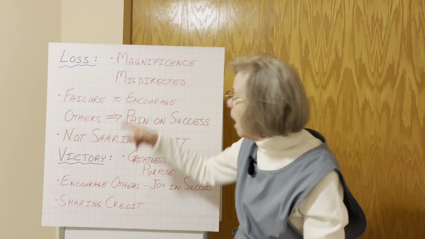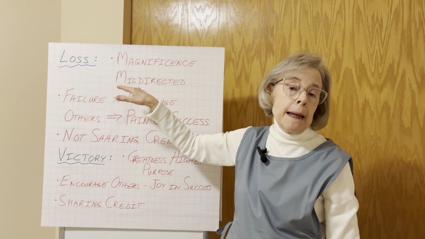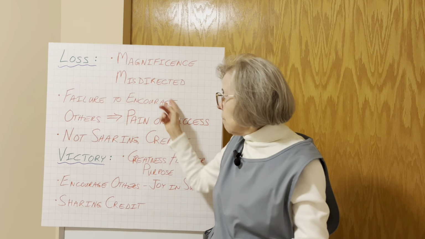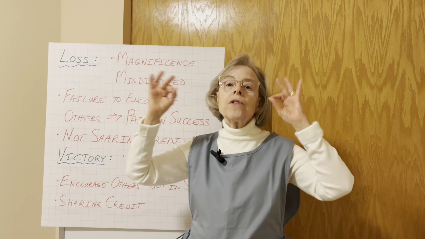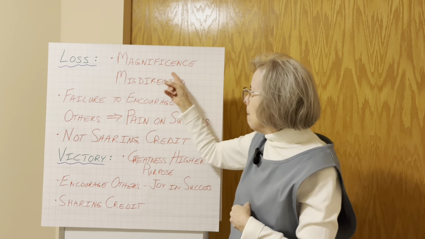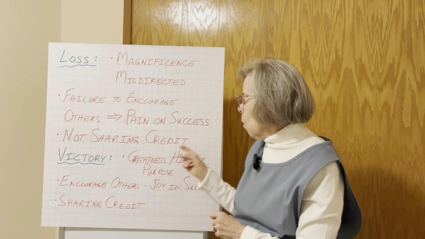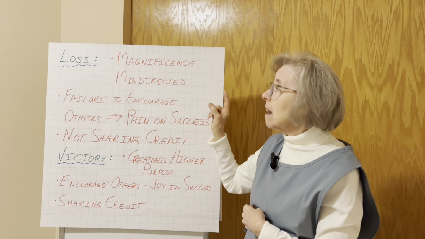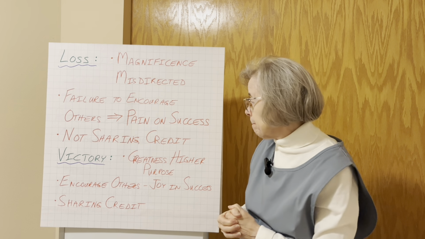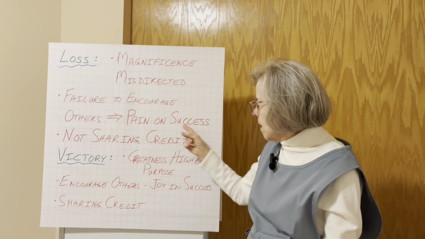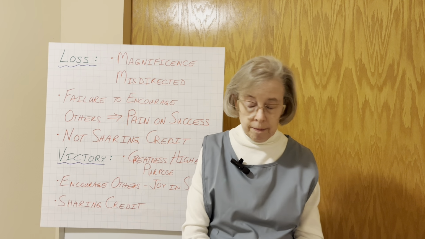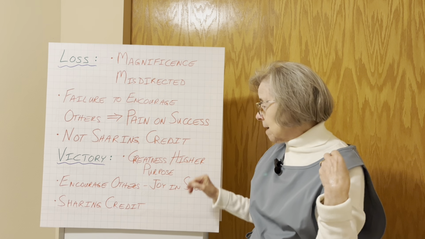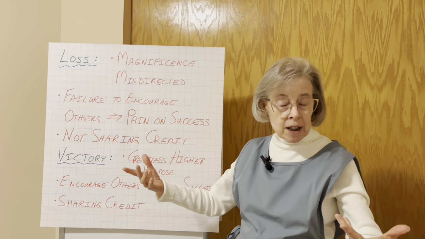The lost state of magnanimity is when magnanimity lets magnificence go off the rails and become misdirected. Another lost state is failure to encourage others. And this can reach such an extreme when magnanimity is really in trouble, where our character actually suffers pain when others around them are successful. That is a serious lost state of magnanimity. And the most obvious lost state of all, not sharing the credit where credit is due. The victory state is helping magnificence achieve its higher purpose, encouraging others and experiencing joy in their success, and sharing the credit.